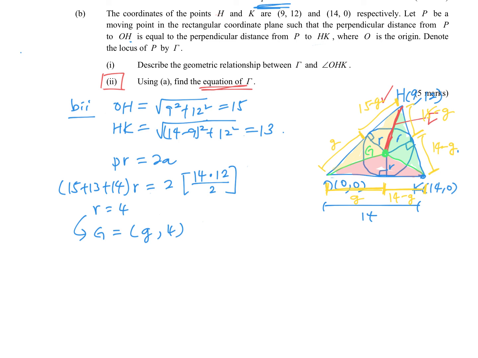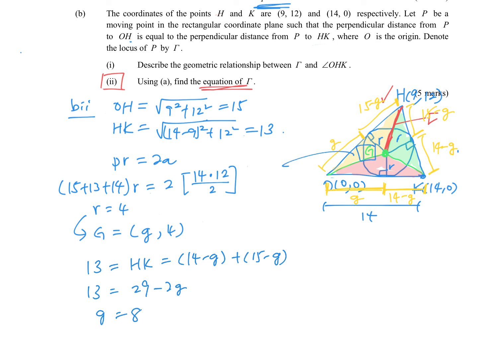So that's why here, we try to make use of HK. So HK, that will be defined above. The length of HK is 13, and then HK now consists of two parts. So 14 minus G and plus 15 minus G. So here we can solve the G. So 13 equals 29 minus 2G. So that's why 29 minus 13, so that will be 16. 16 divided by 2, so that will be 8. So now we got G as 8, 4. This is very, very important.